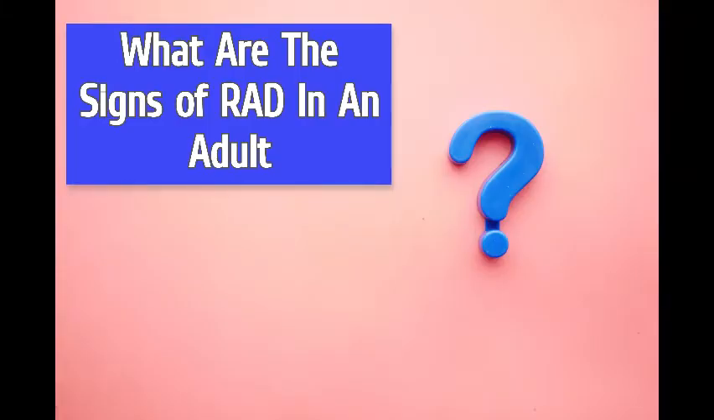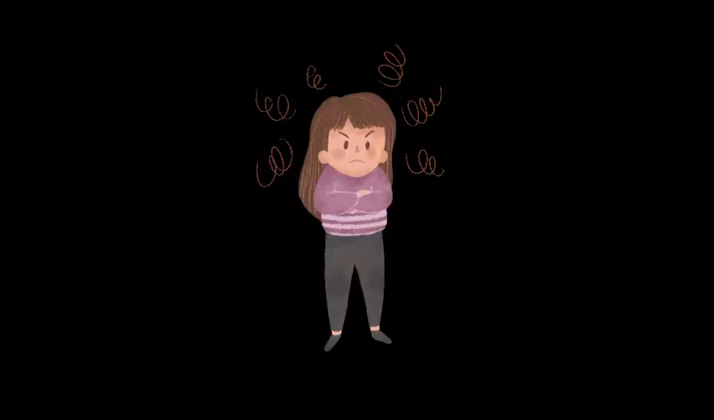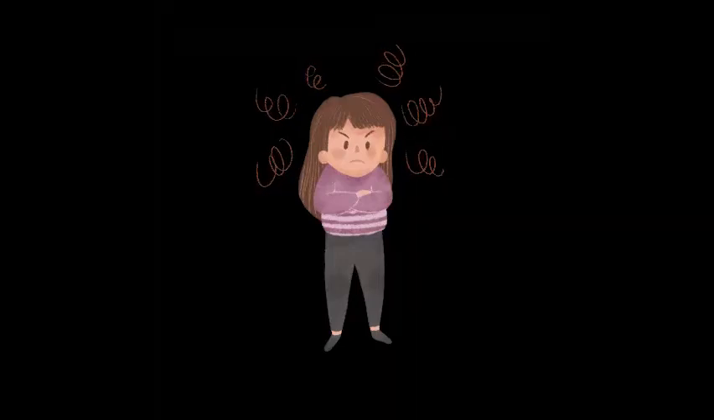What are the signs of RAD in an adult? Adults who had RAD that was untreated in childhood might struggle with relationships into adulthood, including control issues, inability to show affection, distrust, anger problems, and inability to understand emotions.